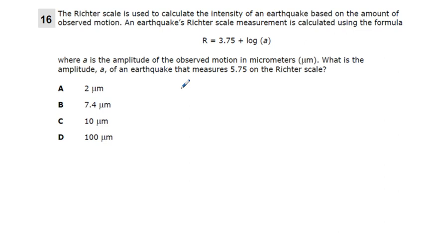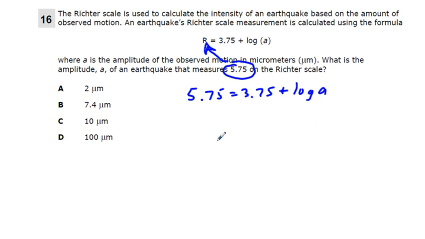16, the Richter scale is used to calculate the intensity of an earthquake based on the amount of observed motion. And we can solve this different ways. It says 5.75 on the Richter scale. So if we say 5.75 equals 3.75 plus log base 10 of x. Well, we'll just say A, because A is what they use. So we have an equation we can use to solve.